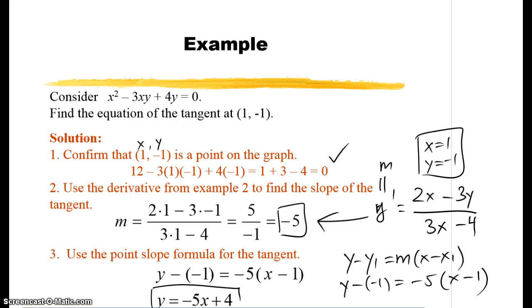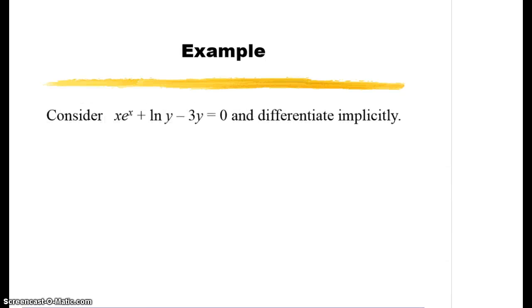So you could apply this implicit differentiation process to do derivatives and find equations of tangent lines. Let's do one more. Consider x e to the x plus ln of y minus 3y, and let's differentiate implicitly. We want to find the derivative implicitly here. Well, let's do it. Differentiate both sides of the equation with respect to x. Right? So I'm going to write out that step here.